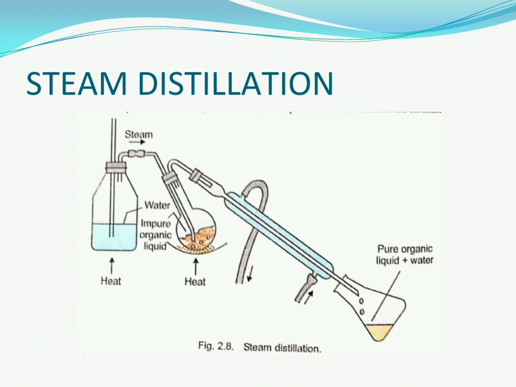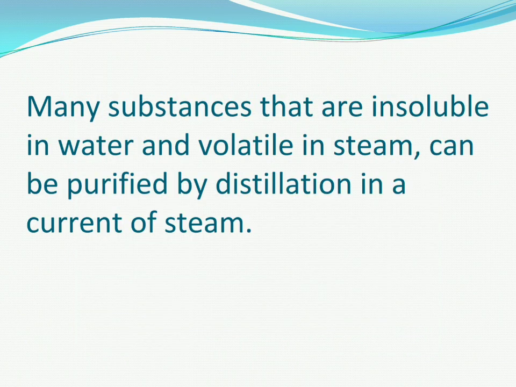Steam distillation. Many substances that are insoluble in water and volatile in steam can be purified by distillation in a current of steam. The non-volatile impurities are left behind in the distillation flask. The impure mixture, together with some water, is placed in a round bottom flask which is then connected to a steam generator on one side and a water condenser on the other. The flask is adjusted in a slanting position so that no droplets of the mixture splash into the condenser on boiling.